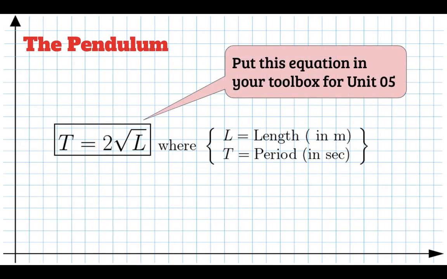So make a new toolbox in the back of your book for Unit 5 and jot this equation down. Make sure you note that T is the period, and that's measured in seconds, and L is the length, and that's got to be in meters, okay? If the length is in feet, you have to use a different equation, which we're not going to work with. So we're just going to make sure our length is in meters, okay? All right, so pause the video, write that down, and then hit play.